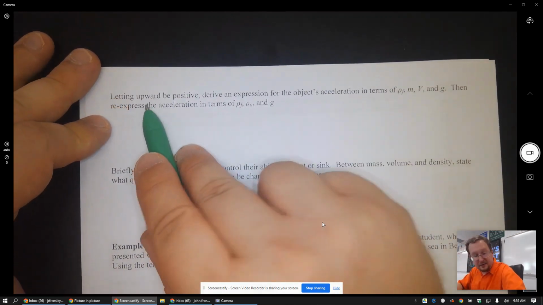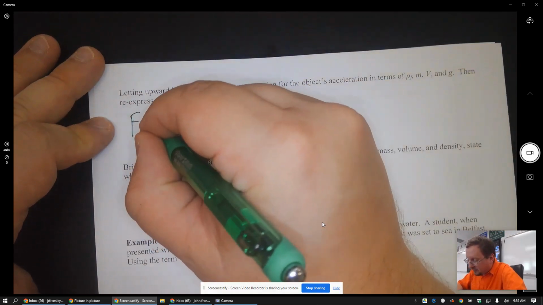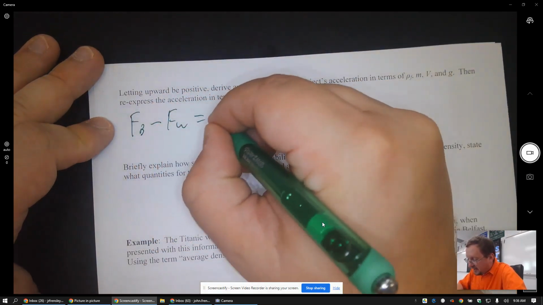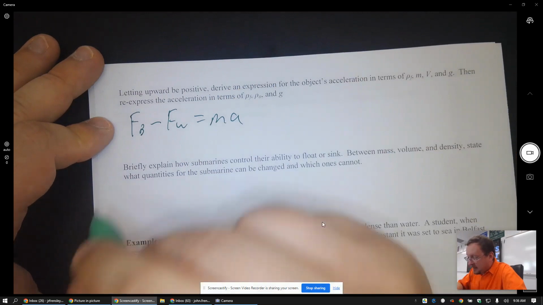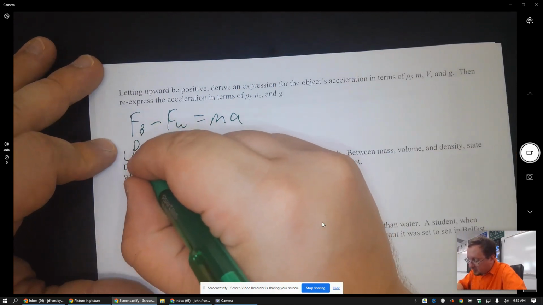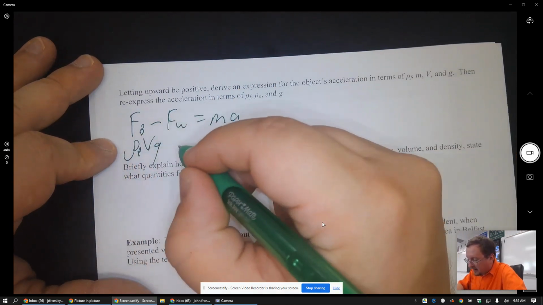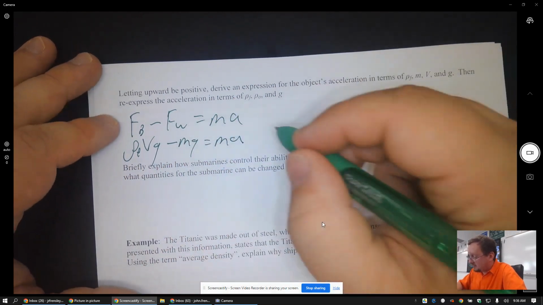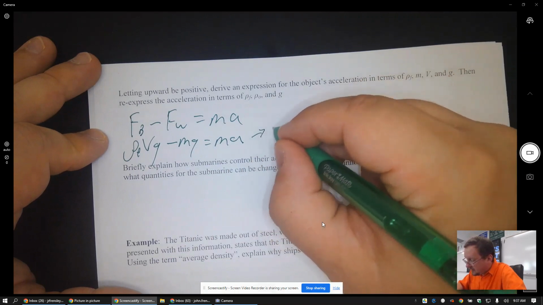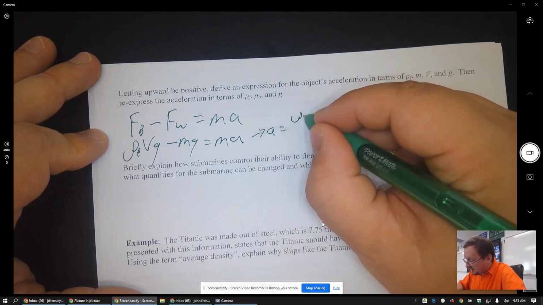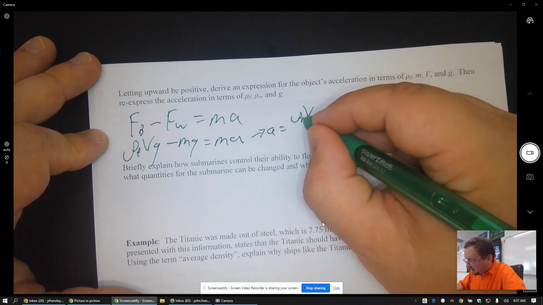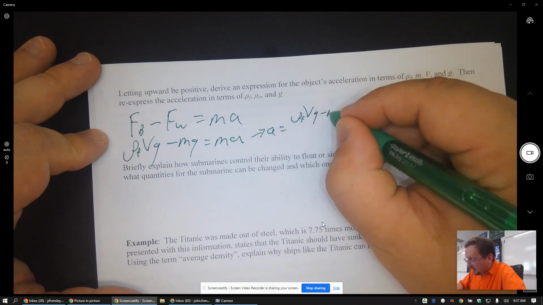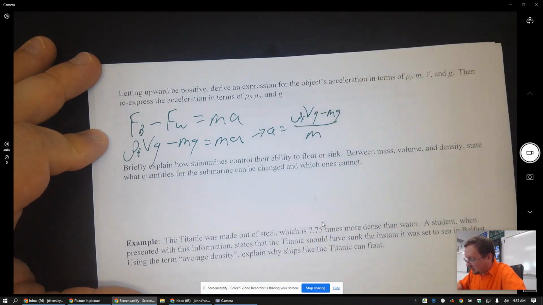If up is positive, then the buoyancy force is positive, the weight force is negative, equals ma, okay? And so the student would say, okay, rho volume gravity minus mg equals ma, right? And so then you can say acceleration is density of the fluid times volume times gravity minus mg, over m, if you want to do that.